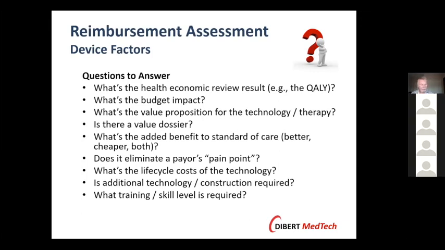Then what's the benefit? Is it better, cheaper, or both? Obviously, both is the best. Does it eliminate a payer's pain point? And this pain point can vary across different payers. It can be the fact that the wait list at a certain hospital for a certain procedure has caught the attention of the media, and therefore it's become a pain point.